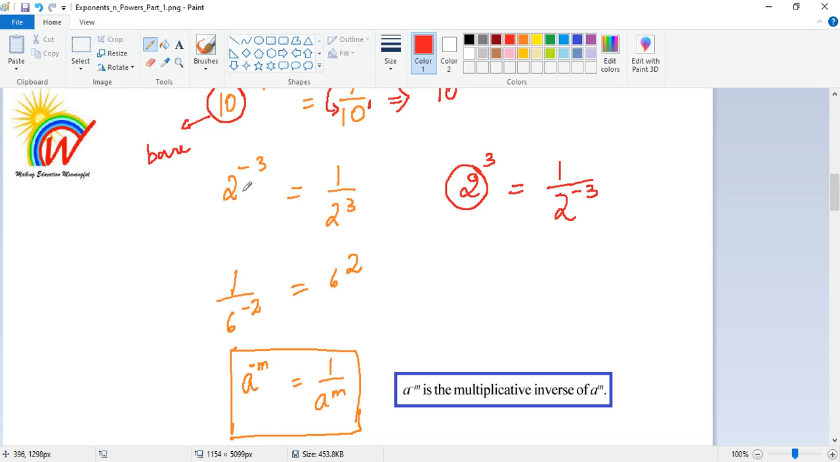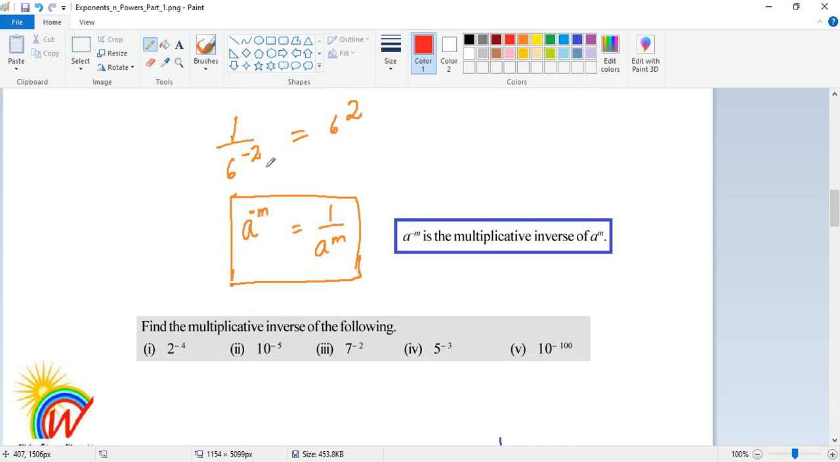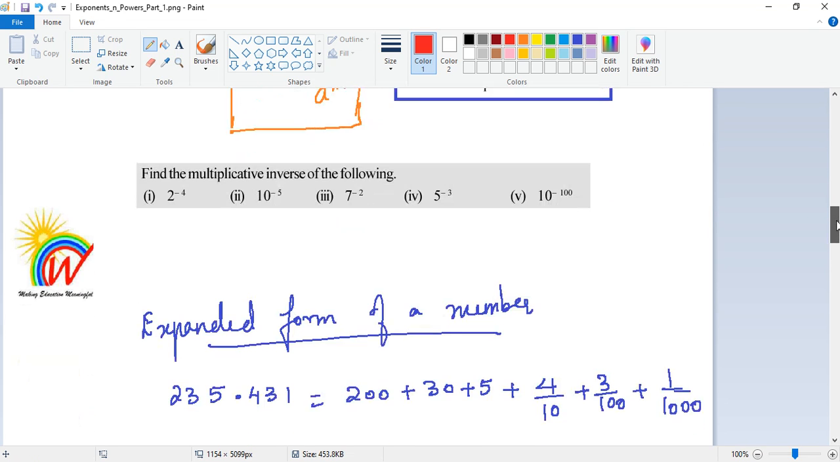See, now here it was negative 3. So when I did 1 by 2, it became positive 3. If I have positive 3, when I do 1 by 2, it becomes negative 3. Okay, now here 1 by 6 to the power of minus 2, if I want to write it, 1 by 6 is being switched to 6, right? So that's reciprocated. Then the negative will change to positive. Understood? Okay. So a to the power of minus m will be written as 1 by a to the power of m.